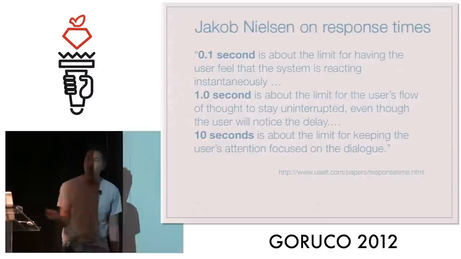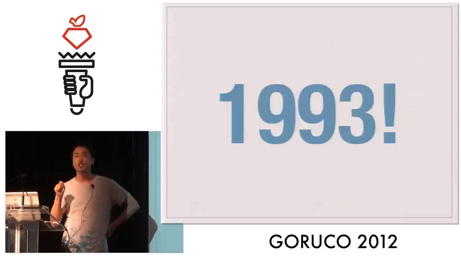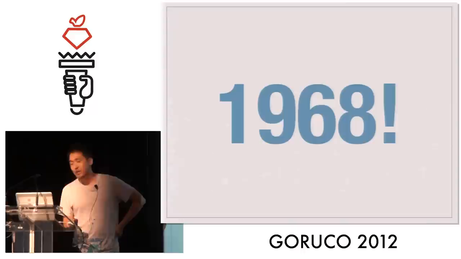And when do you think he wrote this? When do you think he set these insanely high expectations? He set them in 1993, almost 20 years ago. And this wasn't even new research at the time. This was HCI research he was citing that was pretty uncontroversial. It comes from 1968. Because people really haven't changed. I mean, computers are just catching up to them.